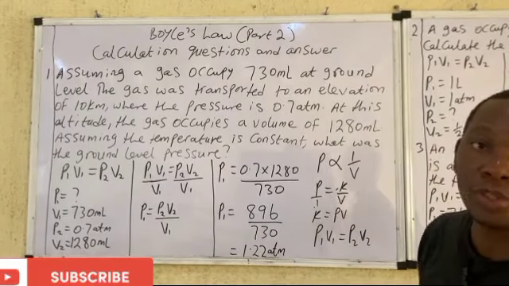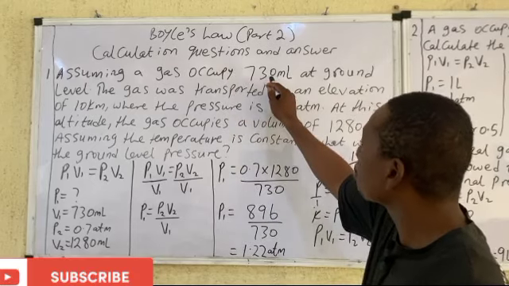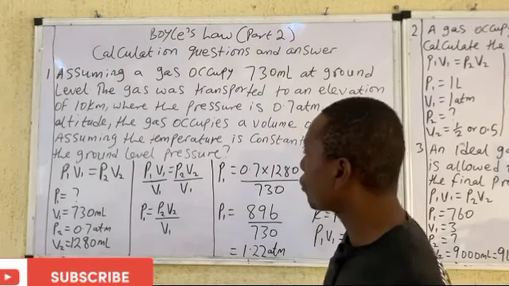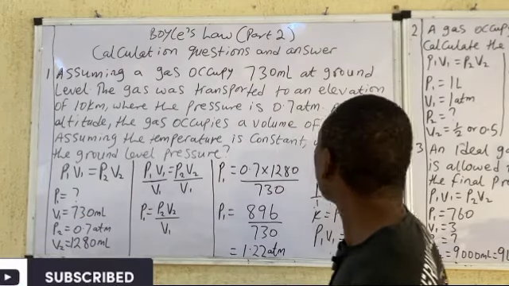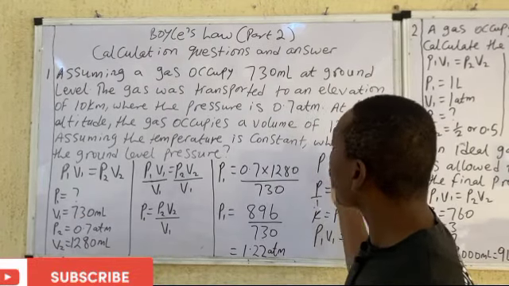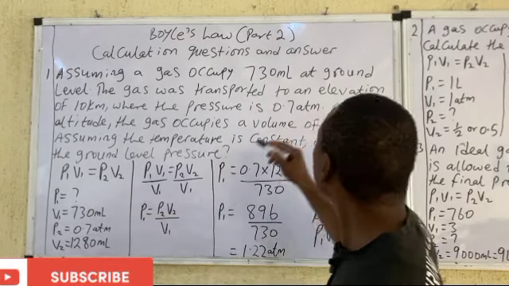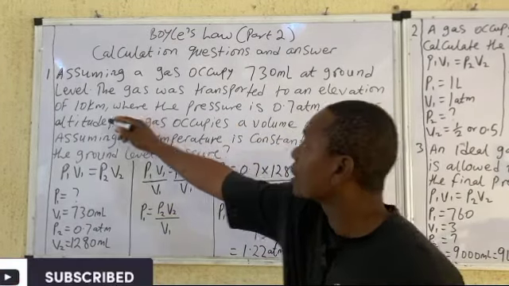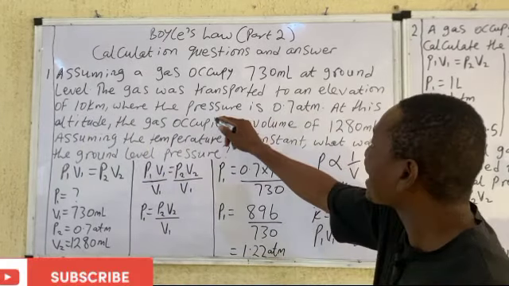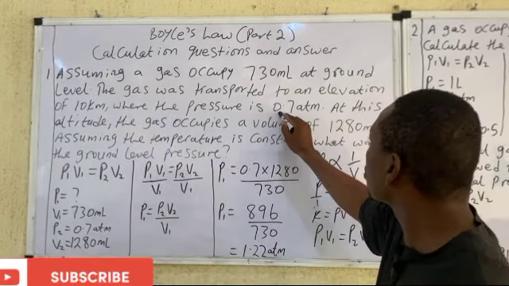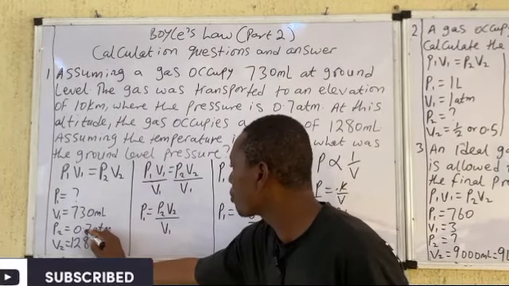So let's go back to the question and check for the initial volume. A gas occupies a volume of this, so this is actually the initial volume. So the initial volume V1 is 730. Now, did they give us the initial pressure? No. So P1 is unknown. It was now transported to a height of this, where the pressure is 0.7. So P2 is 0.7.